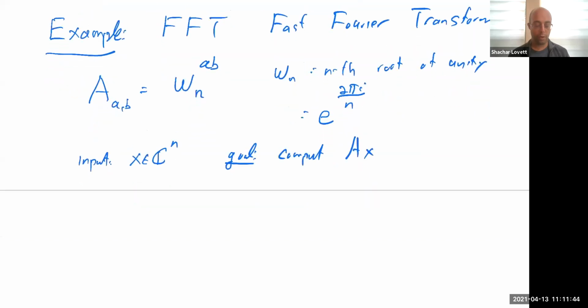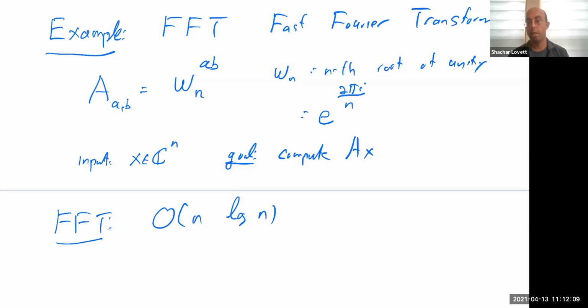In general, you can ask, how fast can you compute it? For the FFT, the answer is order n log n. So you can do it really fast, in almost linear time. This is actually one of the main reasons why the FFT is called fast. This matrix is what's called a discrete Fourier transform matrix, a DFT matrix. And the algorithm that multiplies A times x super fast in near linear time is called the fast Fourier transform. This is really the main reason why you can use the Fourier transform for real life applications.